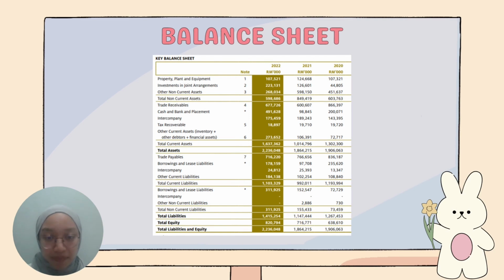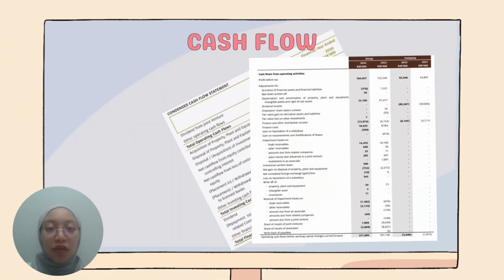So this is the balance sheet of the company. The balance sheet provides a brief snapshot of a company's financial situation by listing its assets, liabilities, and also shareholder equity at any given time. According to the table, we can see that the total liability and equity of the group decreased in 2021 and increased in 2022. The difference between the 2 years is RM371,833,000. For the total asset, we can see that it decreased in 2021 and increased in 2022, which is RM2,236,048,000 ringgit Malaysia.